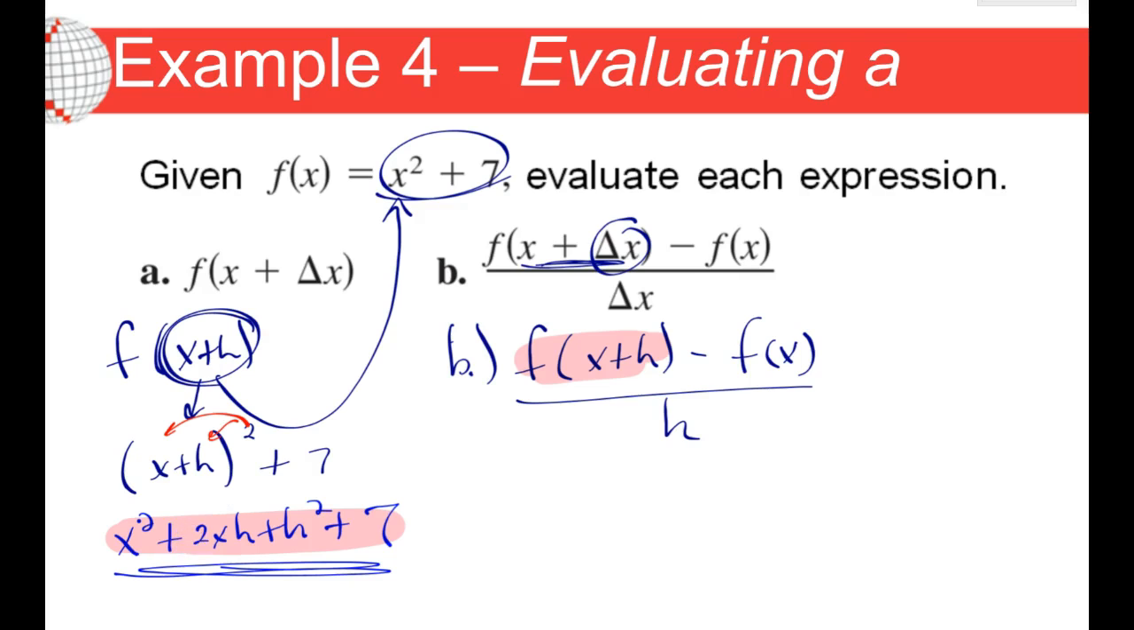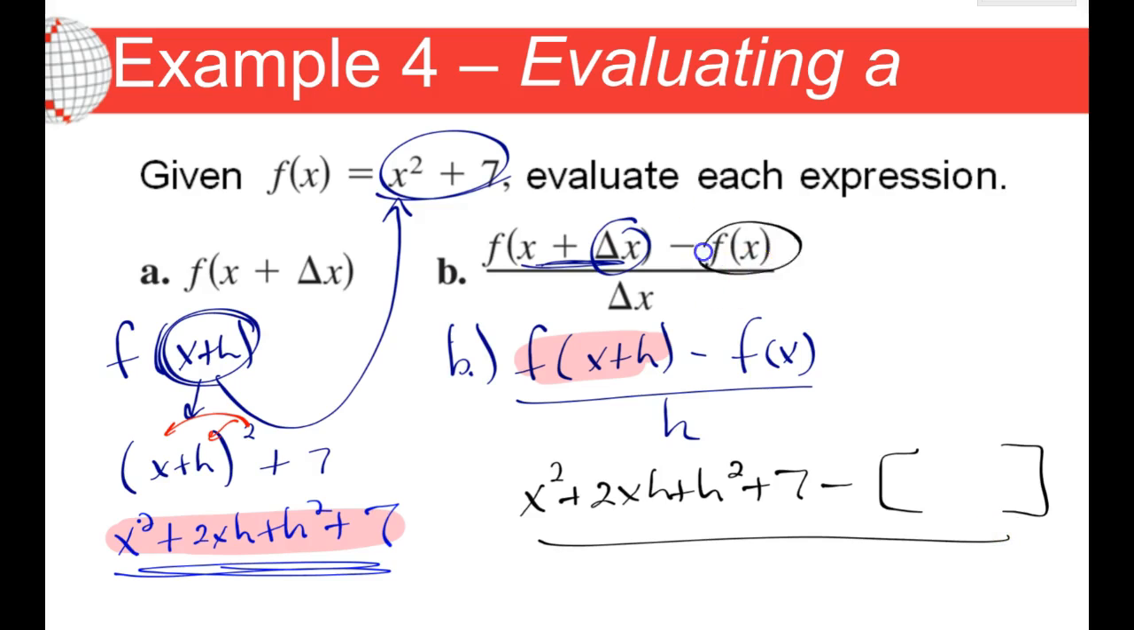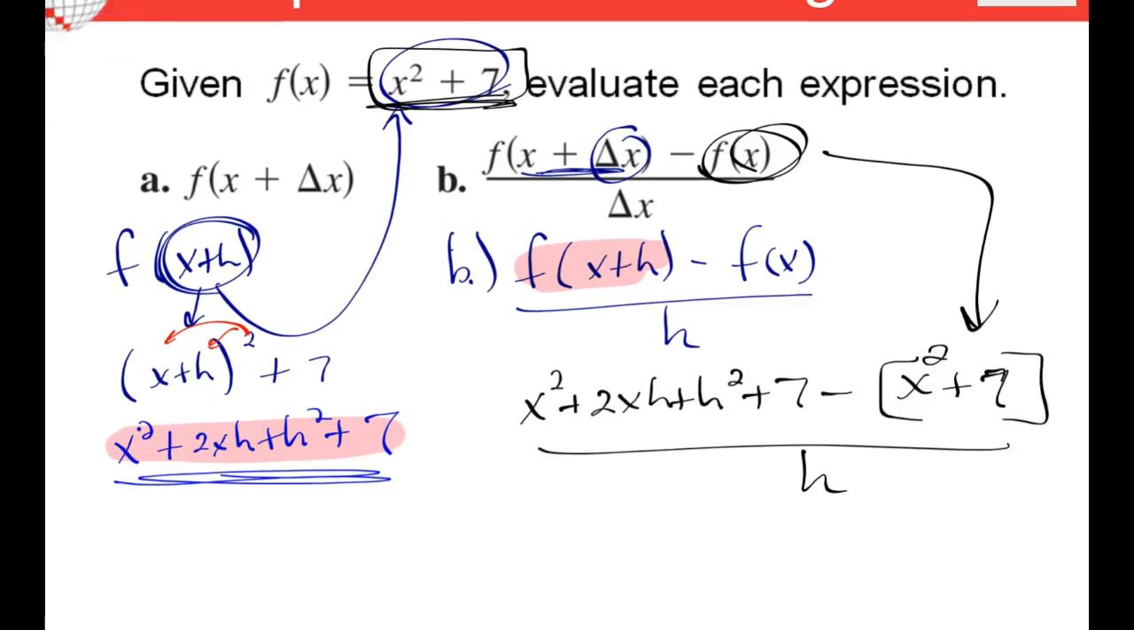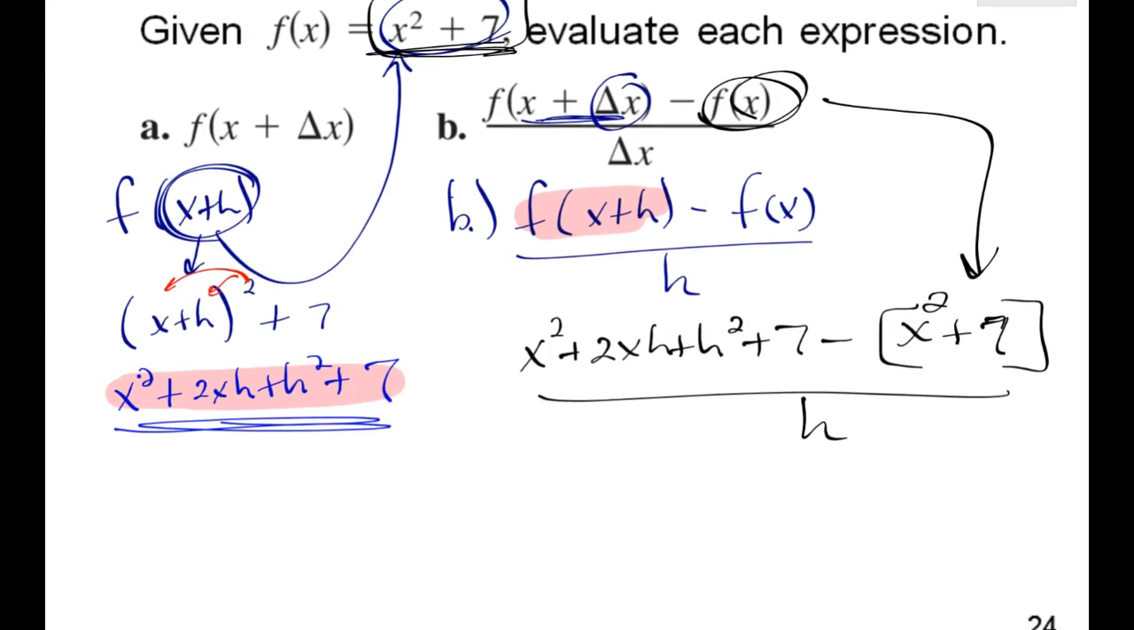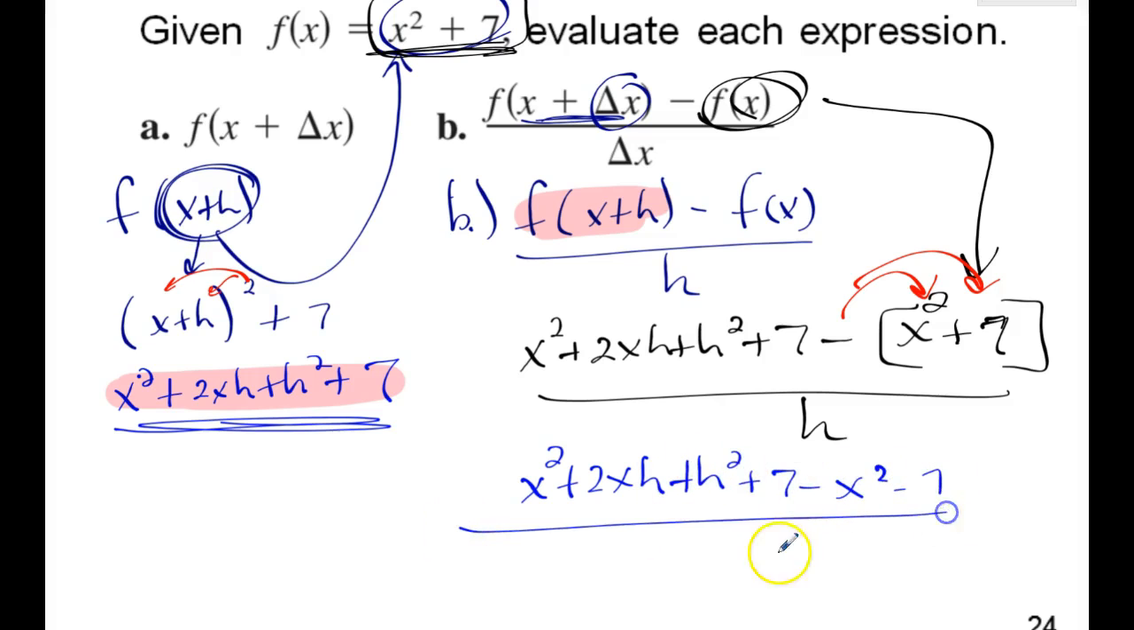So I'm going to write this problem down. This is my x squared plus 2xh plus h squared plus 7 minus the function, and the function is all of this, x squared plus 7, all divided by h. Don't forget to distribute the negative. I'll rewrite the whole thing again: x squared plus 2xh plus h squared plus 7 minus x squared minus 7.